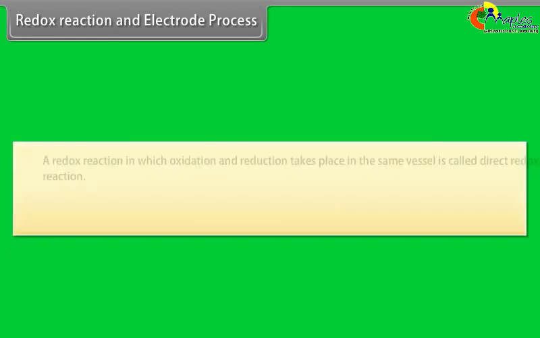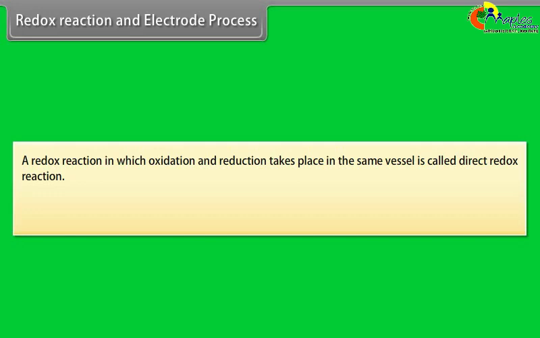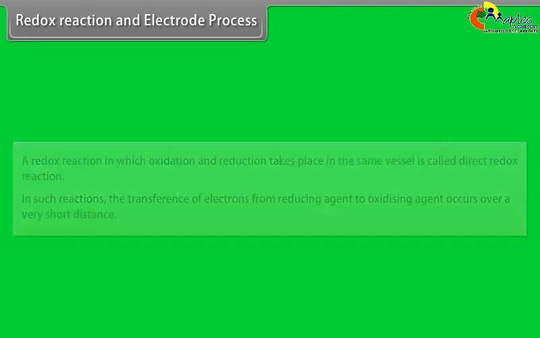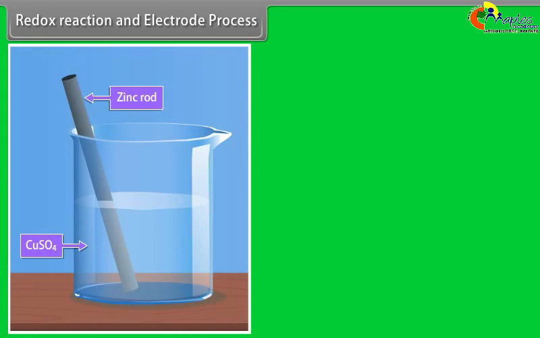Redox reaction and electrode process. A redox reaction in which oxidation and reduction take place in the same vessel is called a direct redox reaction. In such reactions, the transference of electrons from reducing agent to oxidizing agent occurs over a very short distance. For example, if a zinc rod is immersed in copper sulfate solution taken in a beaker, a spontaneous reaction takes place and the following observations are made.